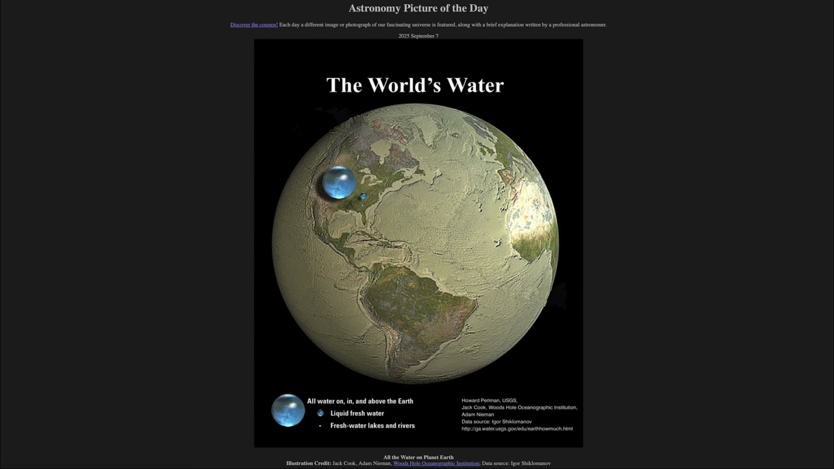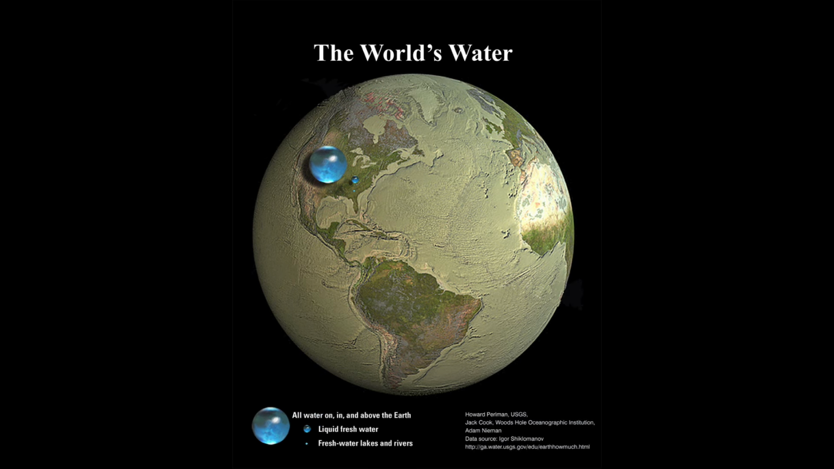Today's picture for September 7th of 2025 is titled All the Water on Planet Earth. So what do we see here? Well, the large image there is our Earth to scale, but with all the water removed. And we often think of Earth as a water world because 3/4 of Earth's surface is covered by water.